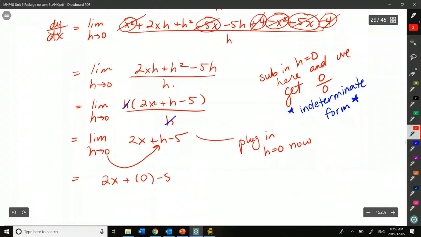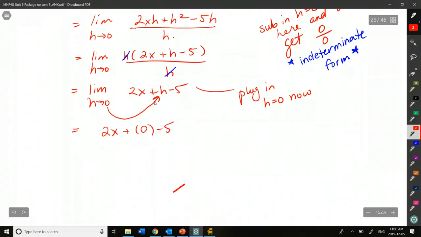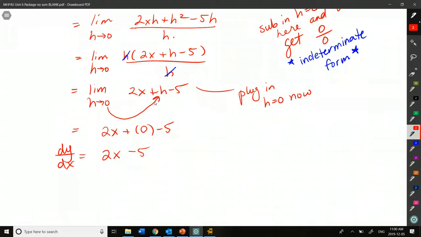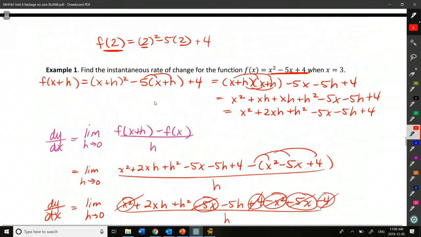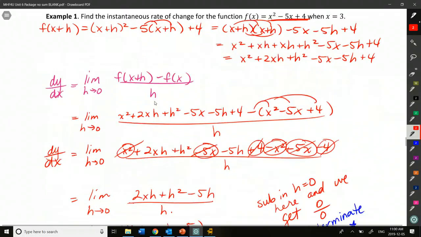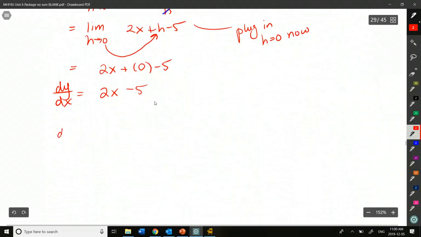So here we will get 2x plus 0 minus 5. And this actually gives us dy over dx for any x value we want on our function. Now we were asked to find the instantaneous rate of change when x equals 3. So I can evaluate dy over dx when x equals 3 by just subbing in 3 into this equation. So it will be 1.